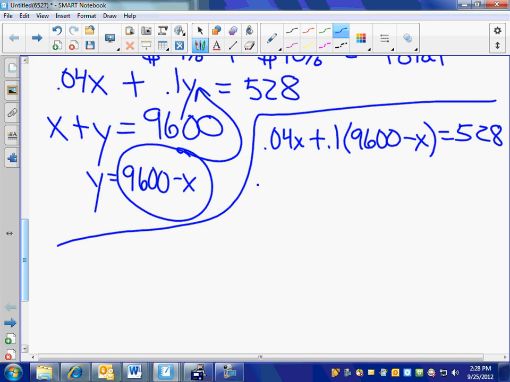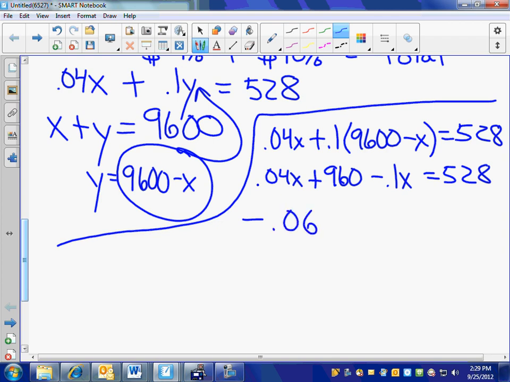So I distribute my 0.1. I have 0.04x plus, what's 0.1 times 9,600? 960. Very good, Hannah. Minus, what is 0.1 times x? 0.1x equals 528. Are there any like terms we can combine? 0.04 and a negative 0.1, excuse me. What does that give me? Negative 0.06x plus 960 equal to 528.